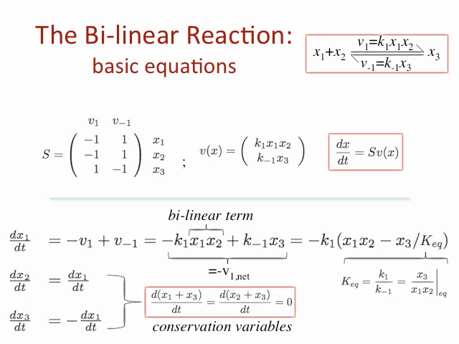This in turn means that I have two conservation variables, and you can immediately see them by looking at the rows in the stoichiometric matrix. If I add up the first and the third row, I get 0. If I add up the second and the third row, I get 0. And that corresponds to these two conservation quantities shown in the red box towards the bottom of this slide.